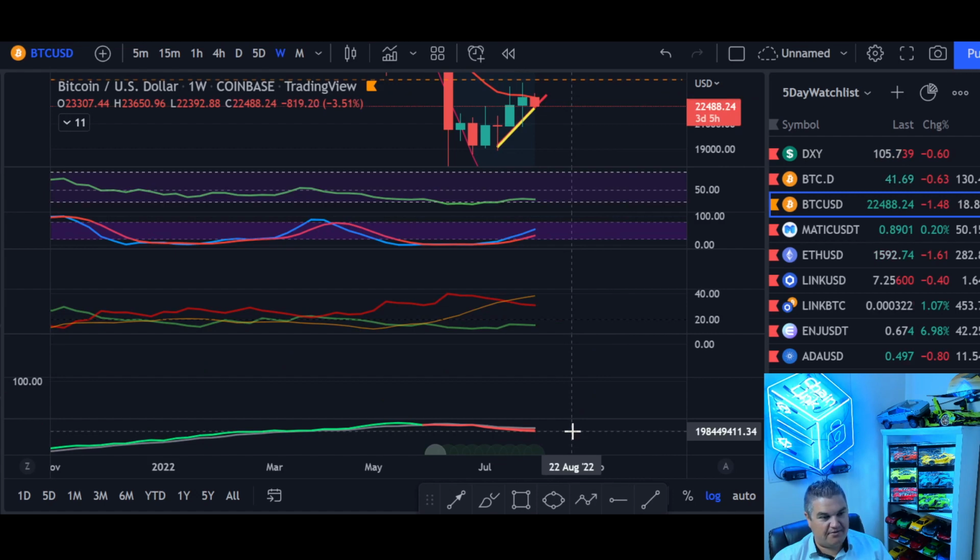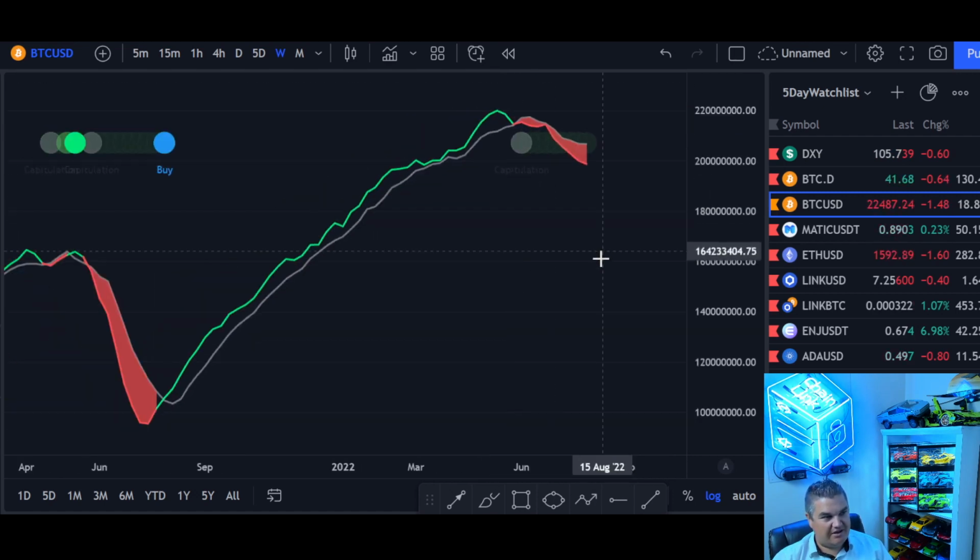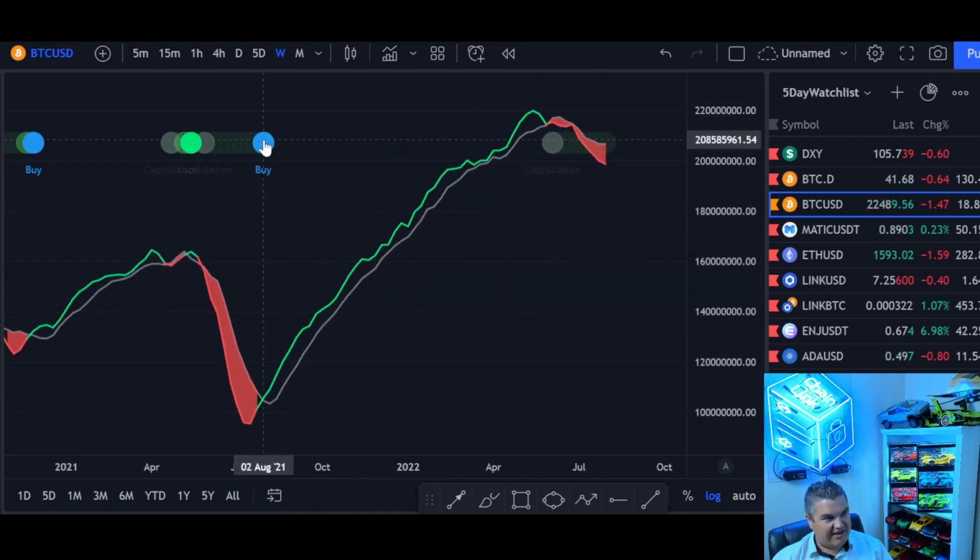We have our good old hash ribbons, which we don't talk about a whole lot, but it's important to check from time to time. The last time we got a buy signal was August of 2021, and you guessed it, almost a year to the day was our last buy signal. So are we going to get that anytime soon, the next day or two, next week or two? Highly unlikely, right? We need to see a reversal of this bottom line, which is still heading down.